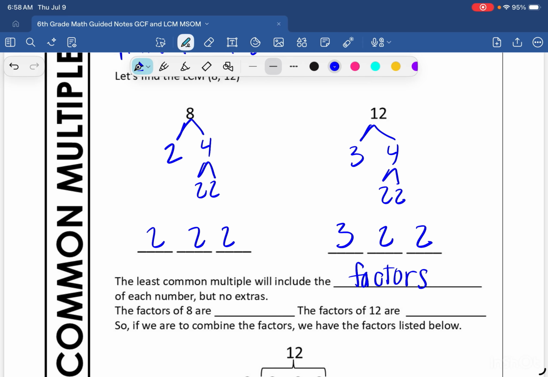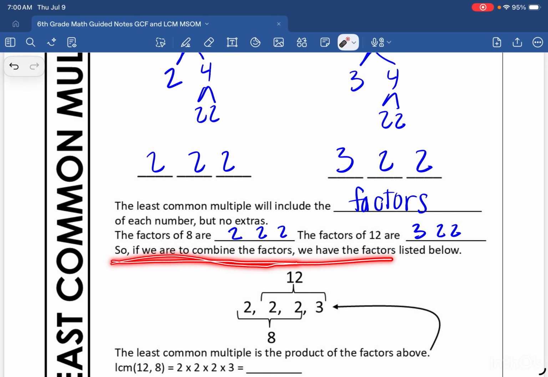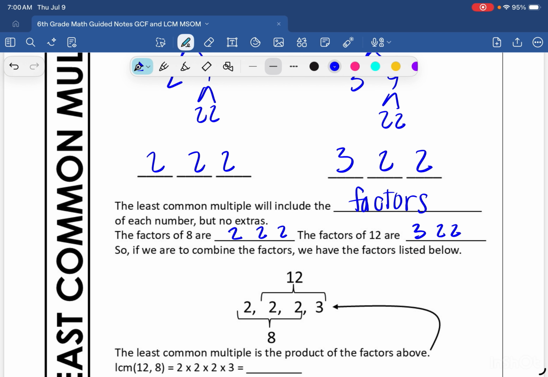So let me show you what I mean. The prime factors of 8 are 2, 2, and 2. The prime factors of 12 are 3, 2, and 2. So if we are to combine the factors, we have the factors listed below. If you look up here at my list, I have 2's, so we'll write those down. And I have a pair of another 2's, so we'll write that down. And then I have another 2, so I'll write that down, and I have a 3, so we'll write that down. So the pairs only get written down once, and then whatever's left over.